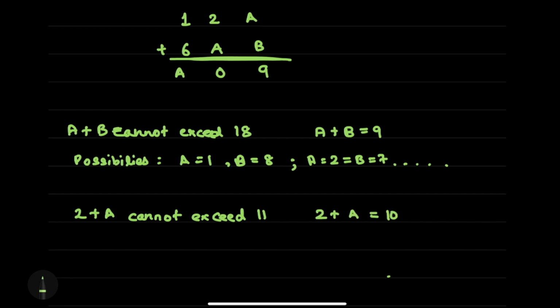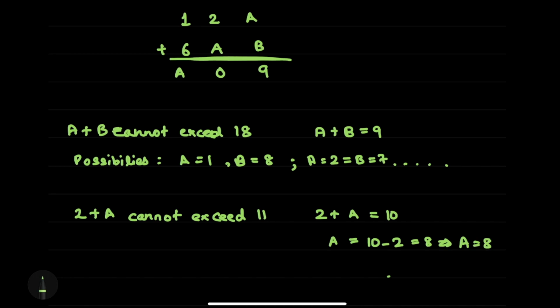So now that we know 2 plus A is equal to 10 and we are very sure of it, and we only need to find one value, A would be found by solving this. So 10 minus 2 is 8. So A becomes 8.